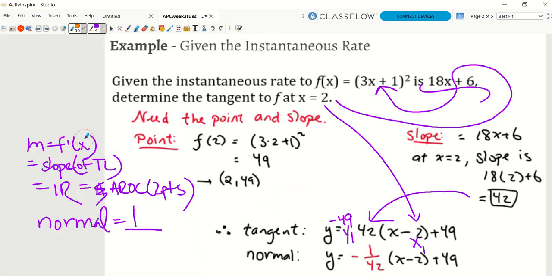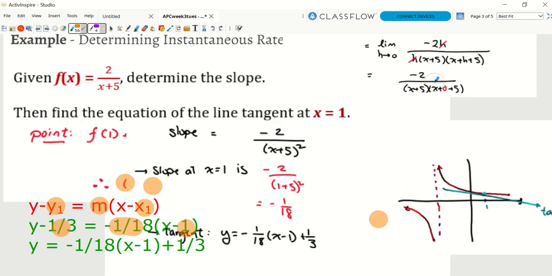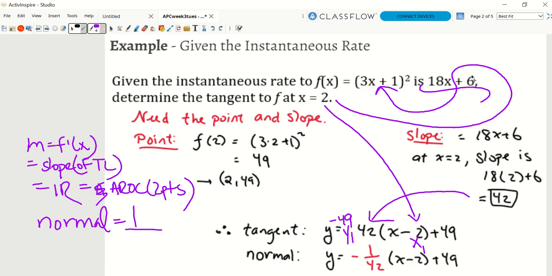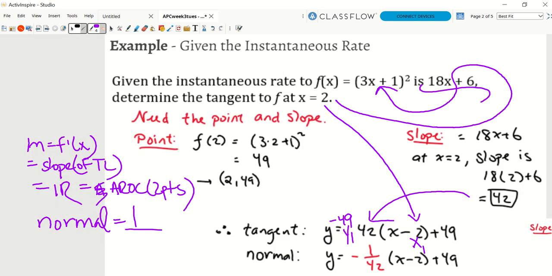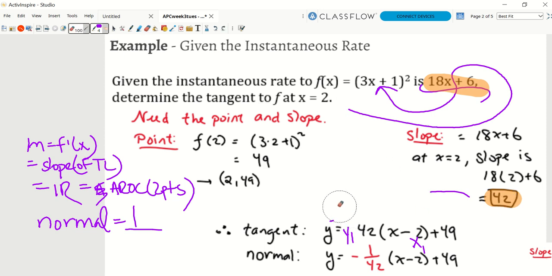Now in this last example, they hooked it up for you. So instead of doing this whole limit thing right here that we did yesterday, okay, they did it for you and they gave you this 18x plus 6 is the slope formula for this original f of x, okay? So now if you want the slope at x equals to 2, you plug in 2 into this and you get 42, okay? All right?